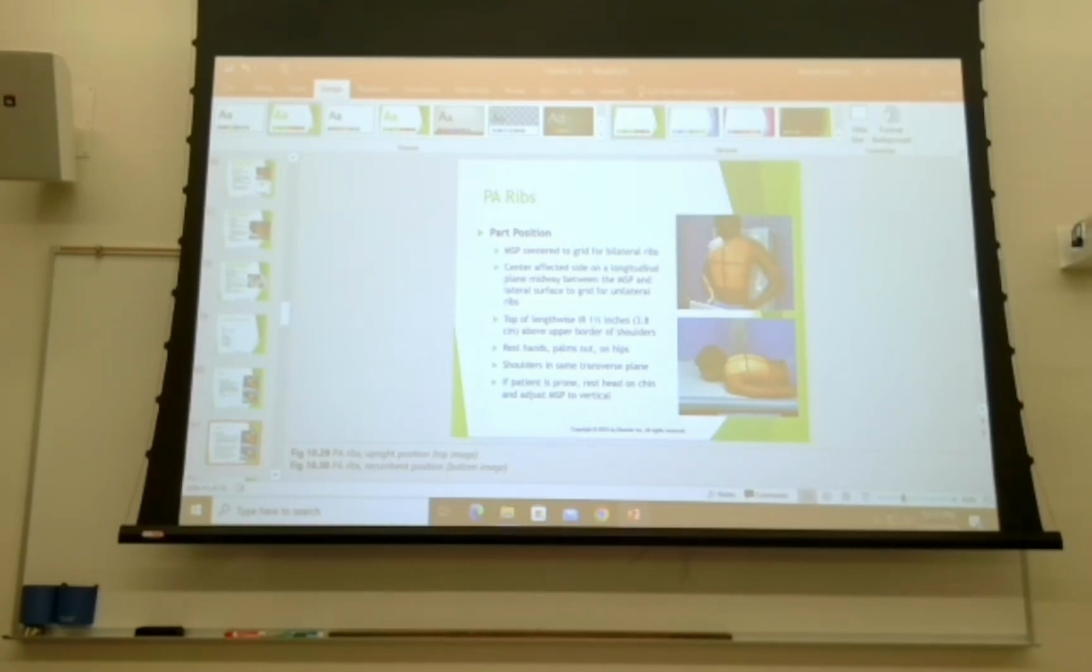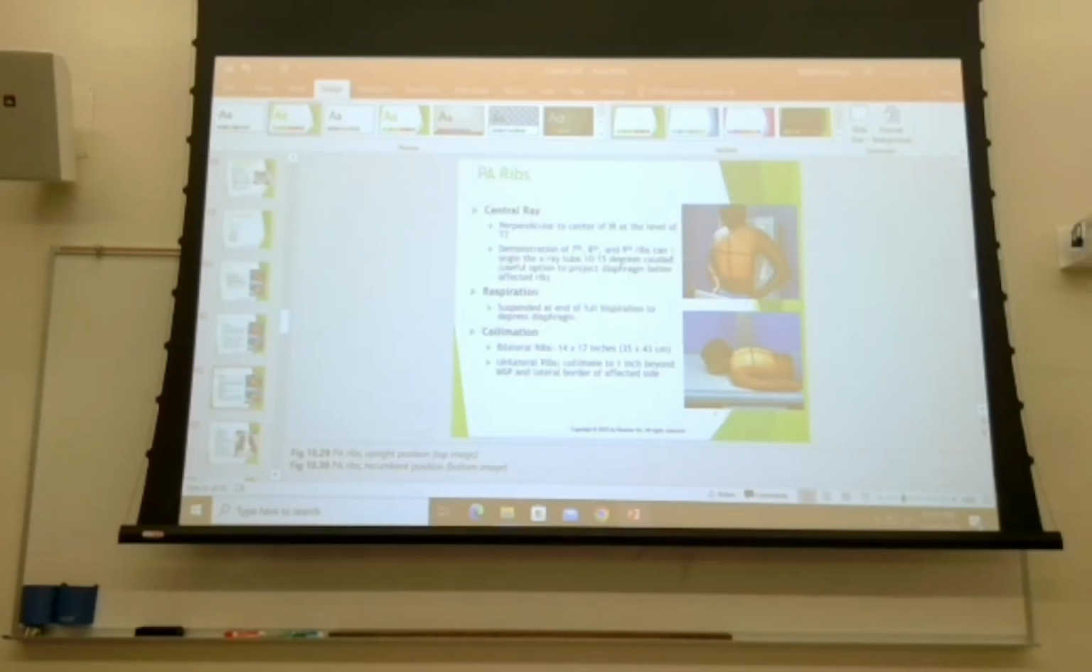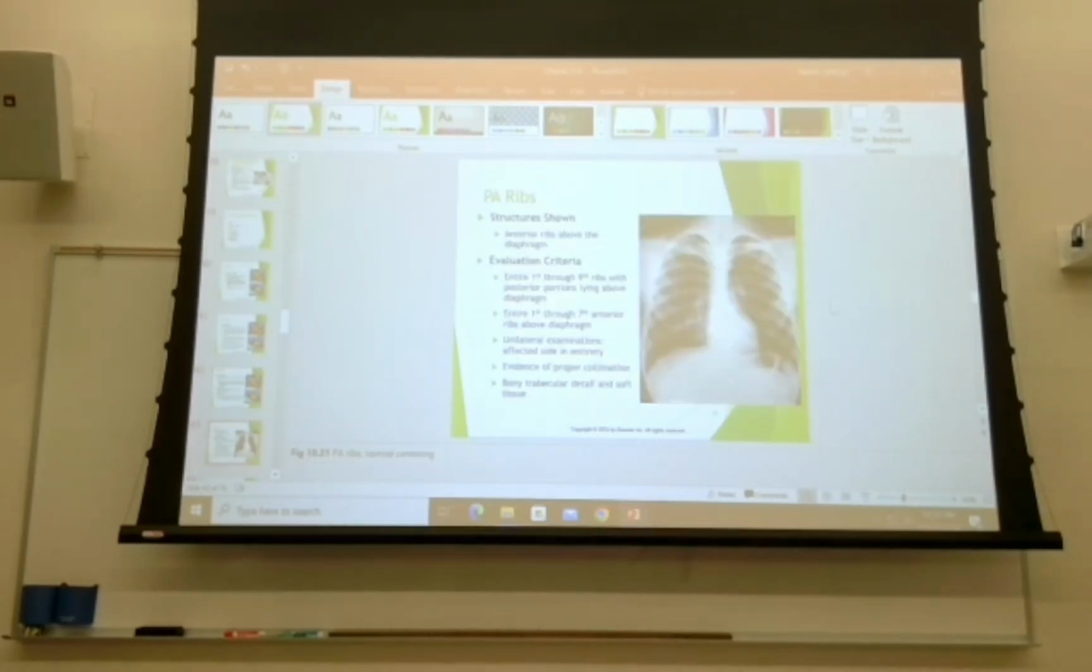So positioning here should sound very familiar. So top of the image receptor, 1.5 inches above the upper portion of the shoulders, just like chest x-ray. Put the hands on the hips, rotate the shoulders out of the way as much as you can. Get the arms, soft tissue of the arms out of the way. Positioning for the upper ribs on PA rib x-ray is just like a PA chest x-ray. Okay, so it should look like this. Now the difference is this.